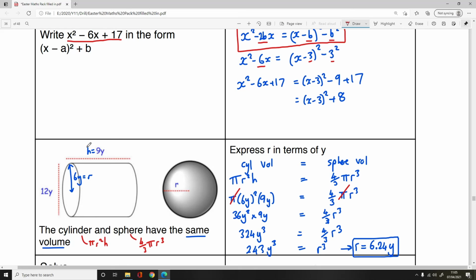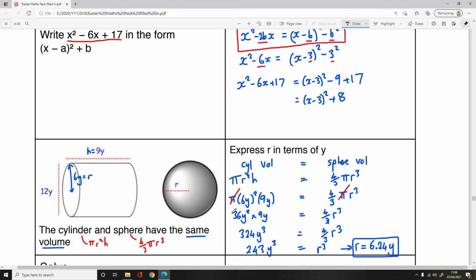You then need to look at the diagram carefully and think about what represents what. So on the cylinder, the radius is 6y, because that's half of that 12y. The height is 9y. So we put all of that into our cylinder equation: pi times 6y squared times 9y. And for the sphere volume, the radius is just r, so we can't do anything about it.